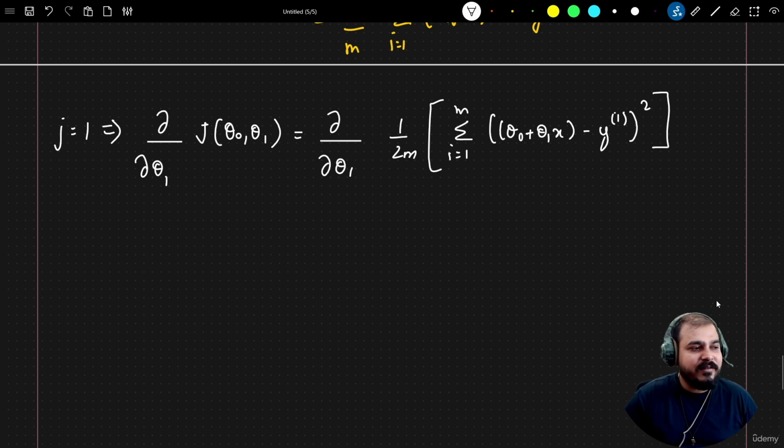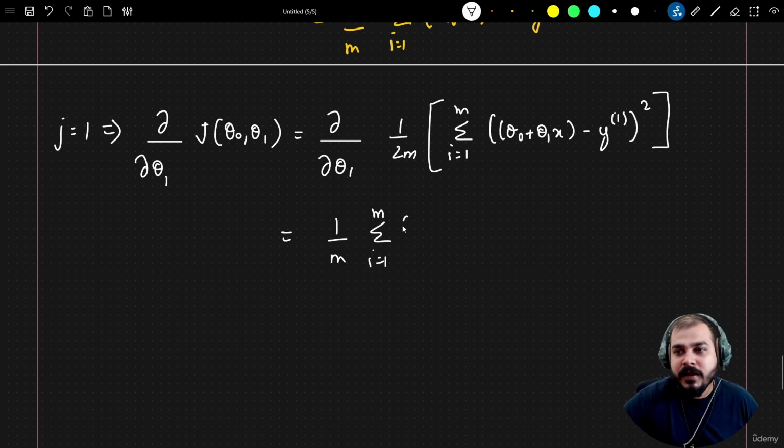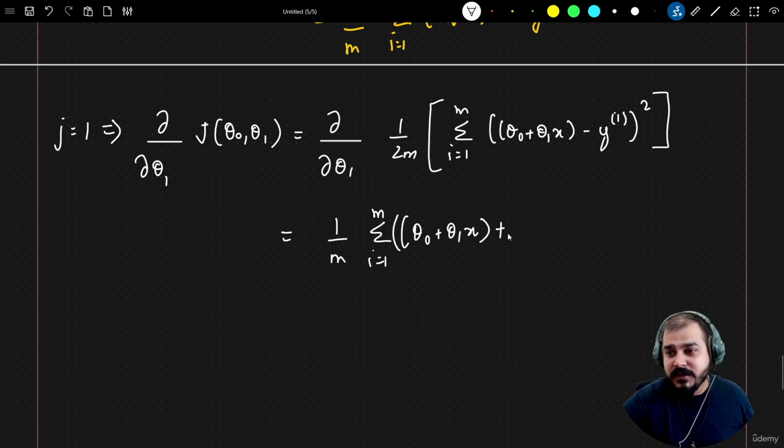Now in order to find out the derivative, it's very simple. Again, I'm going to take this entire 2 down, so this will be 1 by m, and here I'll be getting summation of i is equal to 1 to m, h theta of x, which is nothing but theta 0 plus theta 1 multiplied by x. Okay, then it will be minus y of i. Okay, so this will be my entire thing. Then this entire thing will be going to the next step.